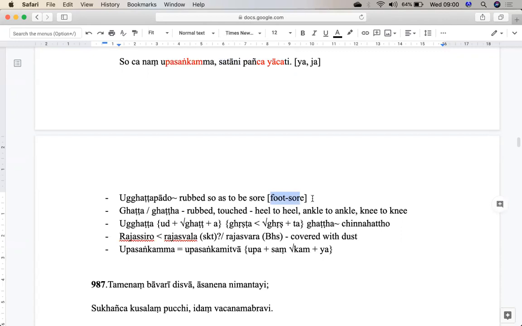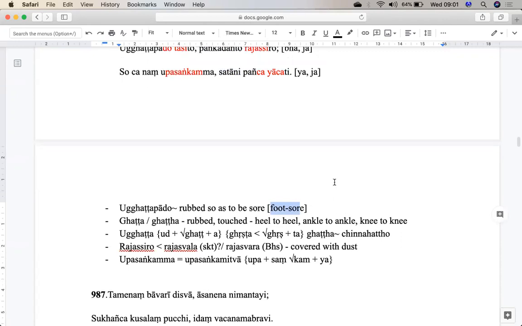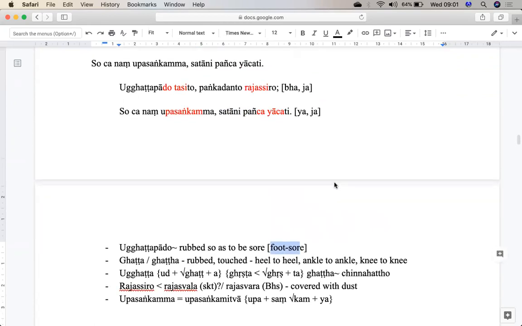Okay. And then another word is tasito. He comes from afar. So he is thirsty. Not only thirsty, maybe he also feels hungry. And pūtidanto: he never washed his teeth. So his teeth are also dirty. And rajasiro: he comes from afar by walking. That is why his body is also dirty. Maybe even though he comes near, by touching, smearing his body with dust to make himself dirty. So he is acting as a beggar. So that point also here we can understand.